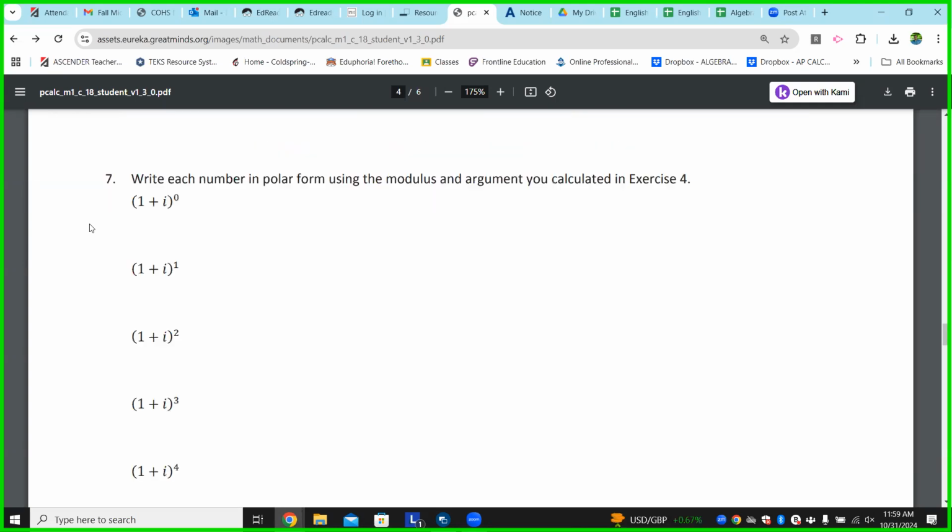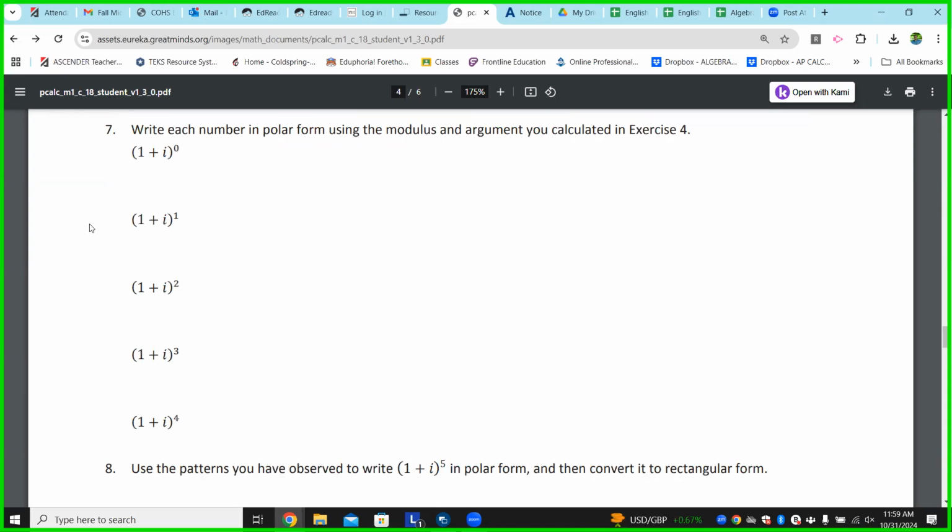So let's look at 7. So now what we're going to do is we calculate what all the rectangular forms for every single one of these are, but now we want to put it in polar form. Now, what's nice about this is you know what the modulus and the argument is from that chart. So we can kind of fill out what our polar form would be.